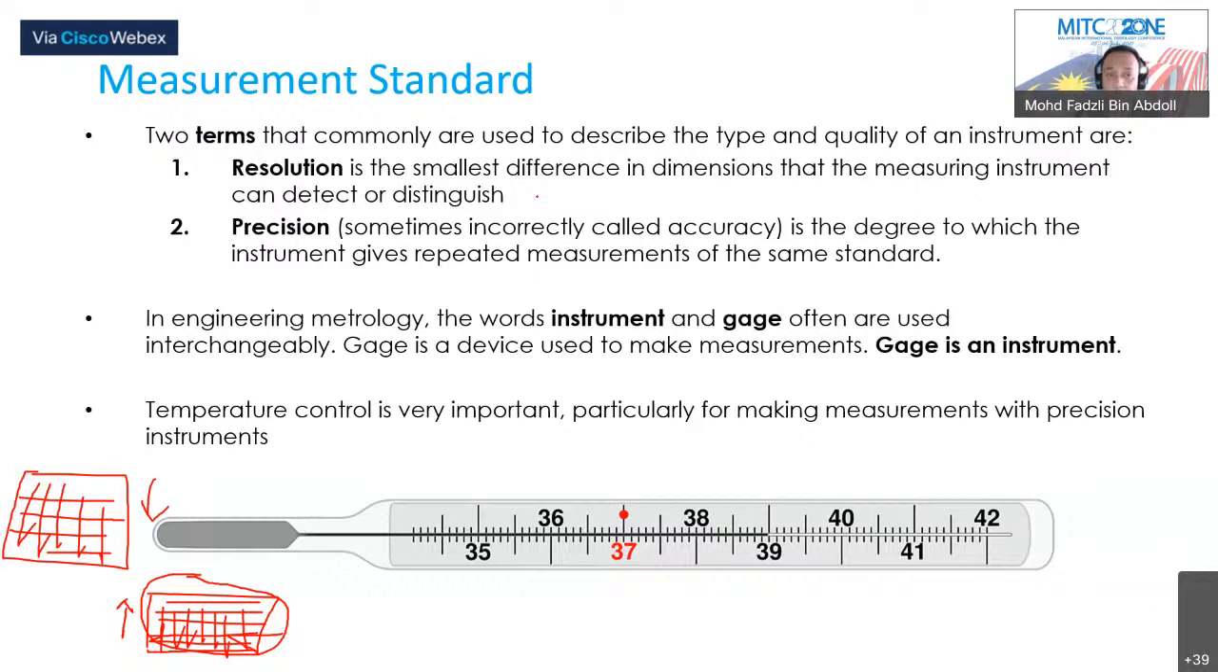Okay. Precision pula is sometimes incorrectly called accuracy. Precision is not the accuracy. Precision is the degree to which the instrument gives repeated measurement of the same standard. Okay. In metrology, the words instrument and gauge often are used interchangeably. Gauge is a device used to make measurement. Gauge is an instrument. Instrument dengan gauge tu dia benda yang sama, sebenarnya. Okay.